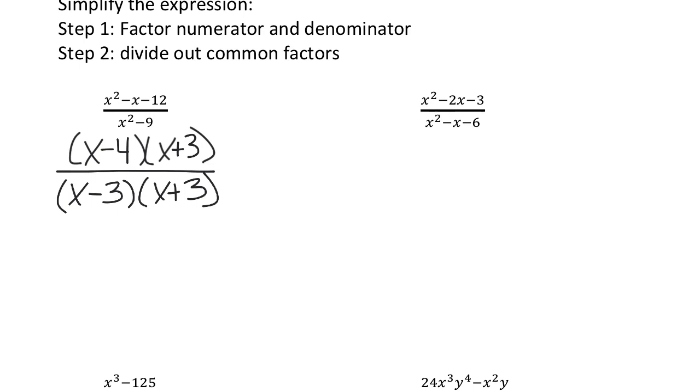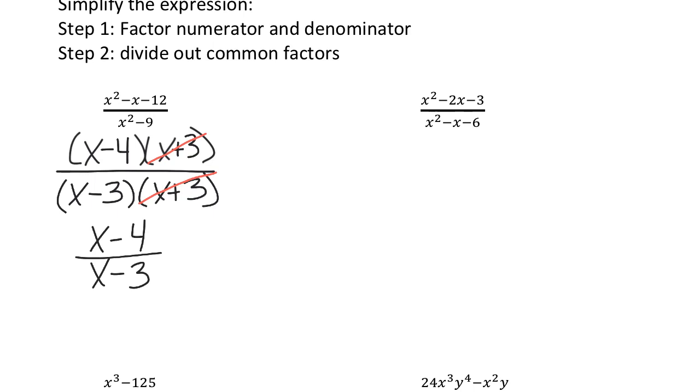Now, do we have common factors that divide to equal 1? We sure do. We have x minus 3 divided by x minus 3 equals 1. And so my simplified rational expression is x minus 4 over x minus 3.